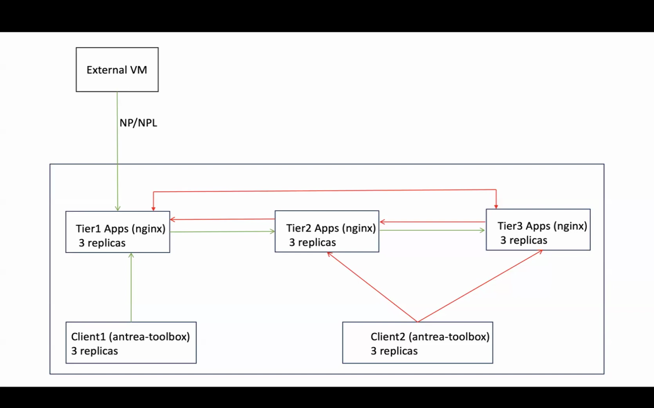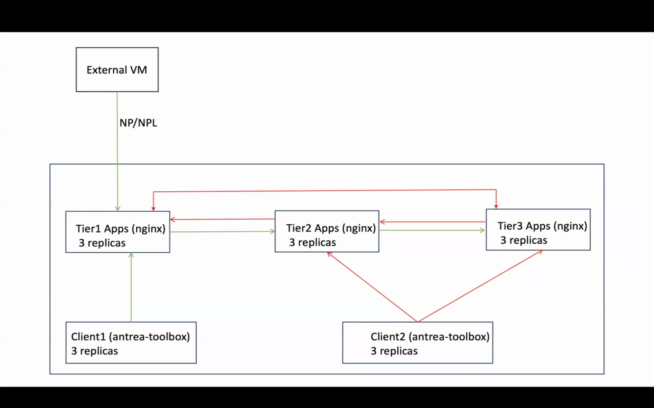So that cluster network policy was applied on tier 1. Similarly, a cluster network policy was applied on tier 2 to allow ingress only from tier 1 and egress only to tier 3. And that's why you can see red lines. Red lines are dropped traffic and green lines are the allowed traffic. And similarly on tier 3 apps, we allow only from tier 2 and no egress.